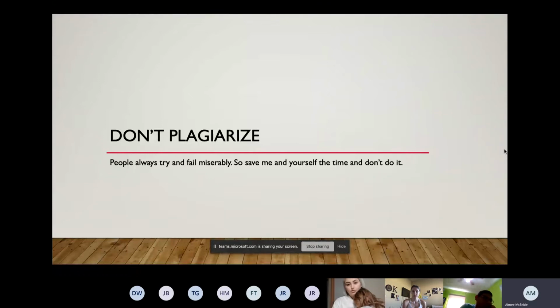Because usually it's people that are quoting something that didn't use quotation marks and didn't cite their source. So basically they were copying it. It's what it looks like on my end when I read it.